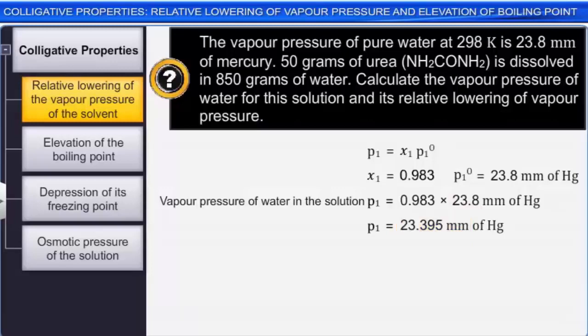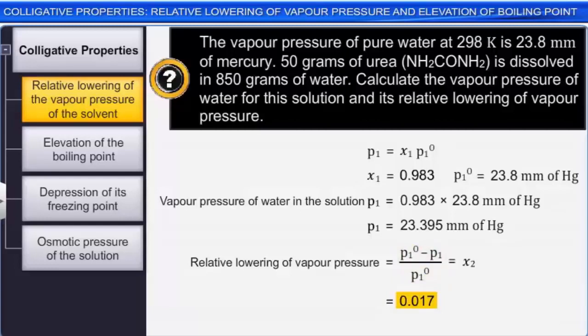Relative lowering can be calculated using the expression derived earlier. Substituting for P1⁰ in the expression and on solving, we get the relative lowering in vapor pressure as 0.017, which is the same as the mole fraction of the solute. That is, 1 − 0.983 is equal to 0.017.